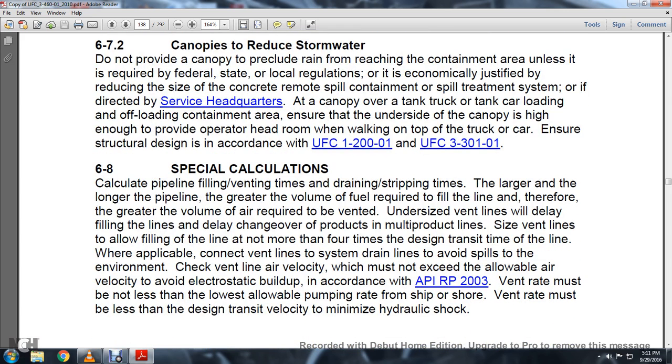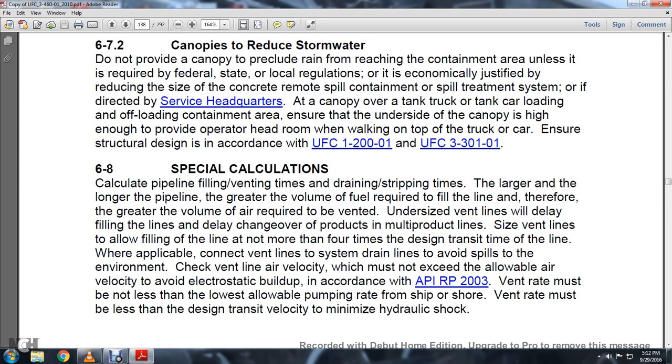Special calculation: pipeline venting at the time of draining and shipping. The larger and longer the pipe, the greater the volume of fuel required to fill the line, and therefore the greater the volume of air required to be vented. Undersized vent lines will delay the filling of lines and delay changeover of the product. For multiple product lines, size vent lines to allow the filling of the line in not more than 4 times the design transit time of the line.